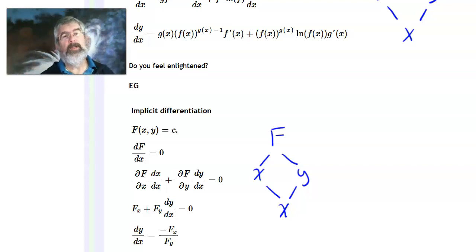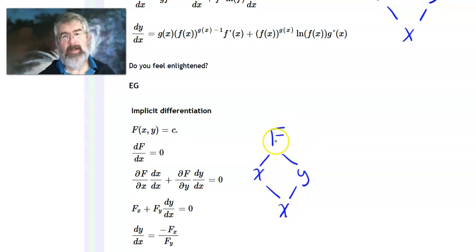And so what we could do is essentially move everything over to one side, leaving just a constant on the other side. If nothing else, that constant could be 0. Move everything over to one side, leaving 0. And so you've got this big old function of x and y equals a constant. And we're saying, okay, we're going to take the derivative of both sides with respect to x. And we're thinking of y as a function of x. We just don't know what it is. So this is the situation.